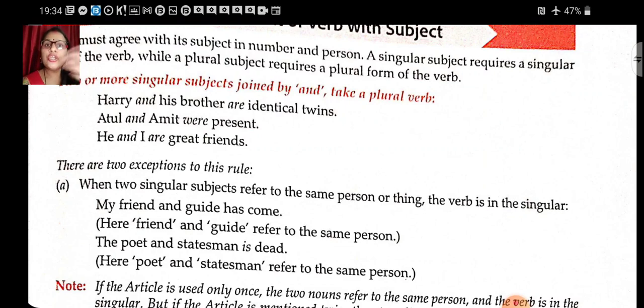For example, you students are my motivation as well as my support. So I am talking about you only. It means there is no other.